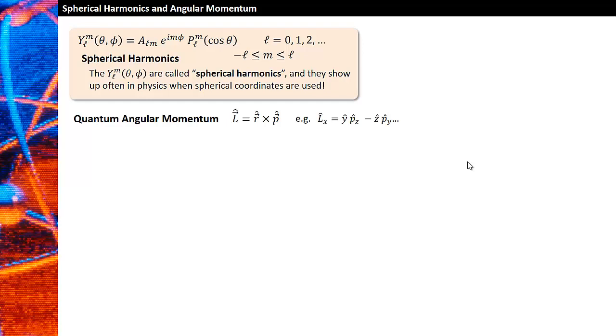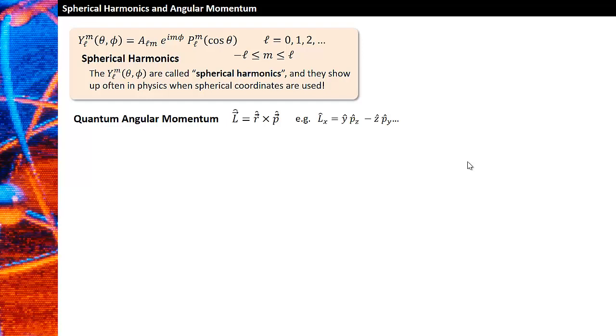So normal angular momentum, you would take r cross p. And so in quantum mechanics, we usually just put hats on everything. And indeed, that's what we're going to do for angular momentum. We're going to put hats on everything. And so, for instance, the angular momentum in the x direction is y hat times pz hat minus z hat times py hat, and so on for the other directions.